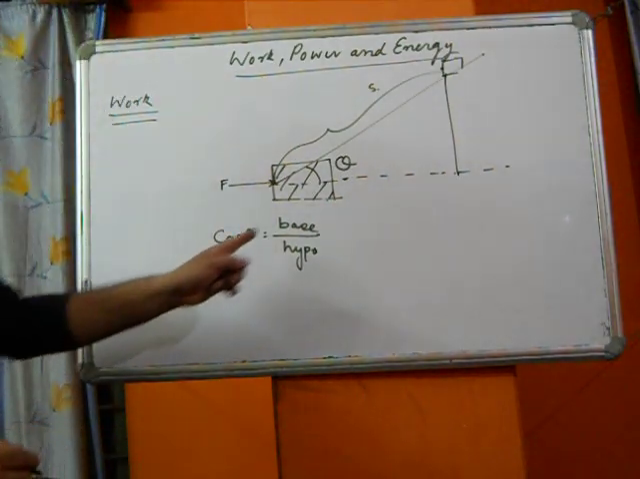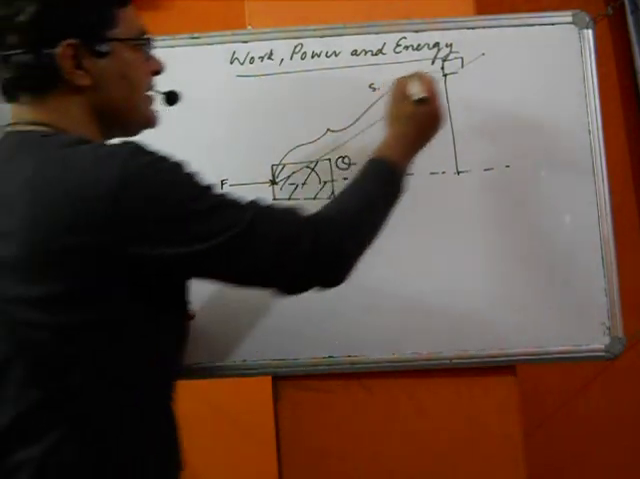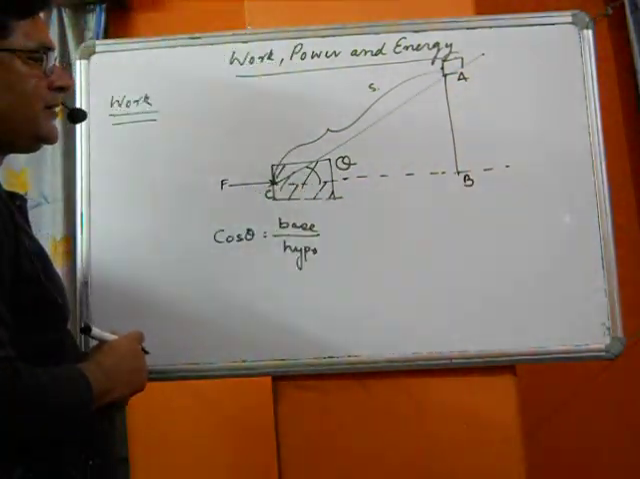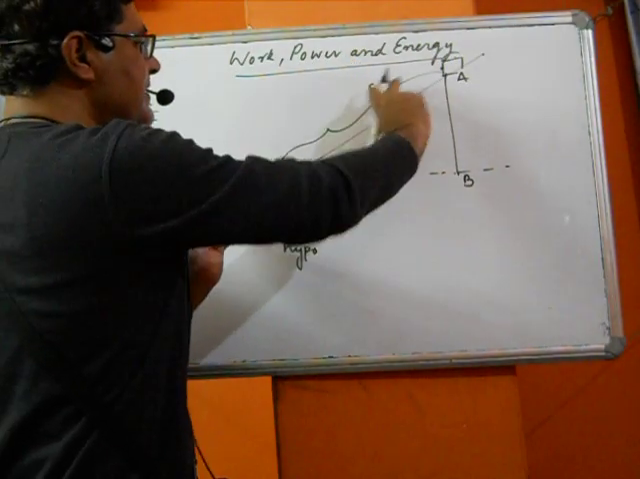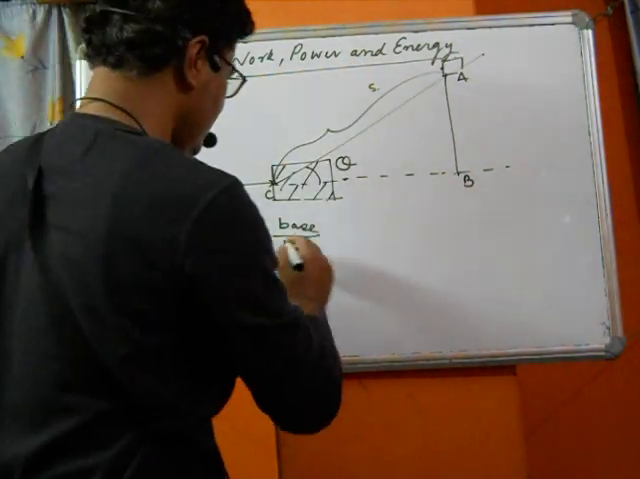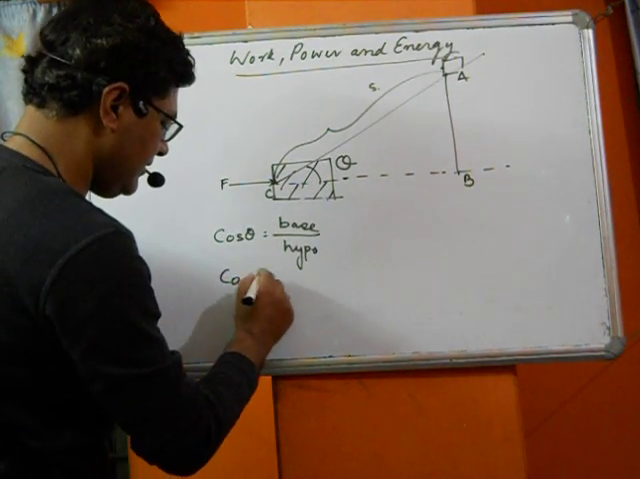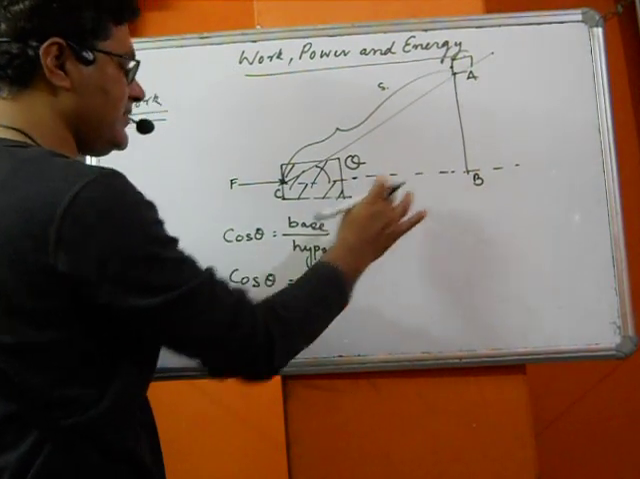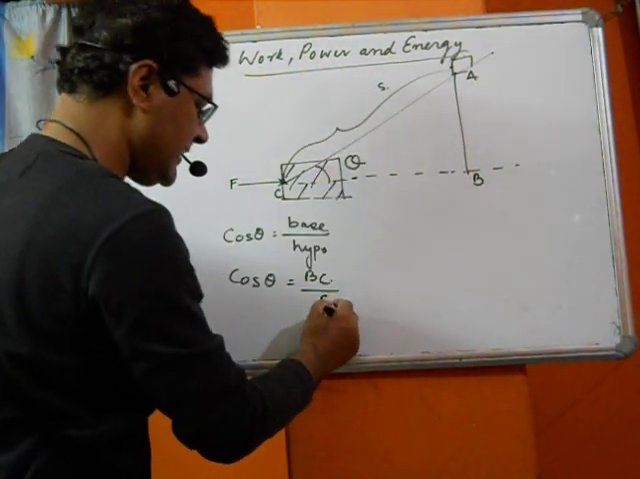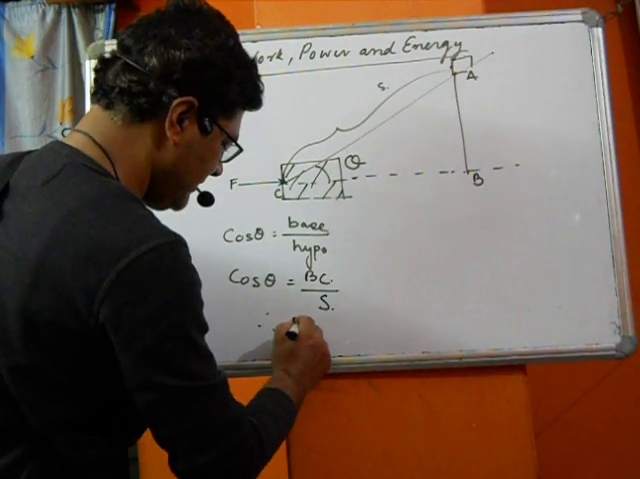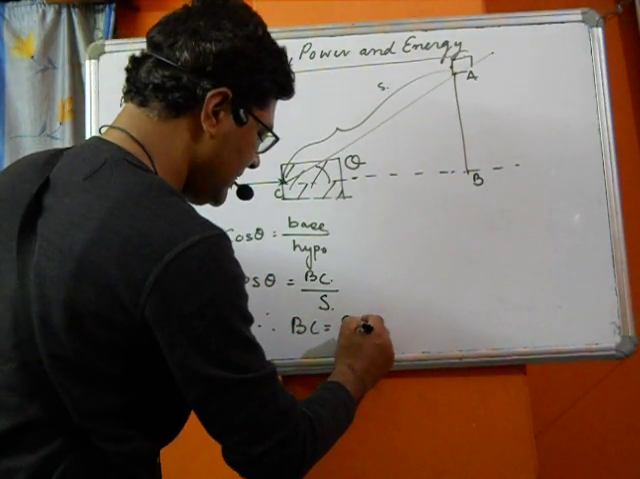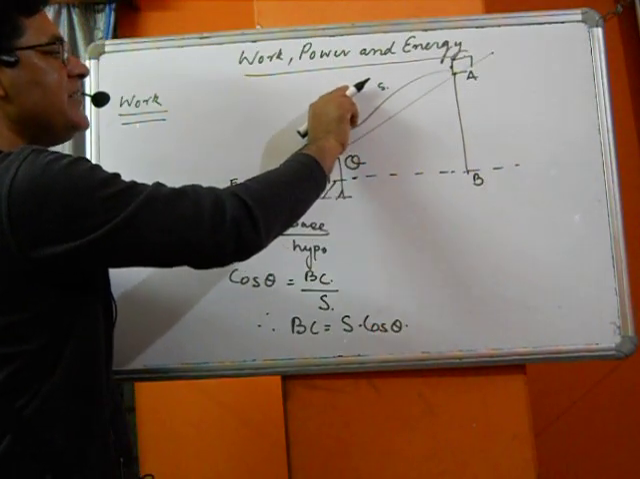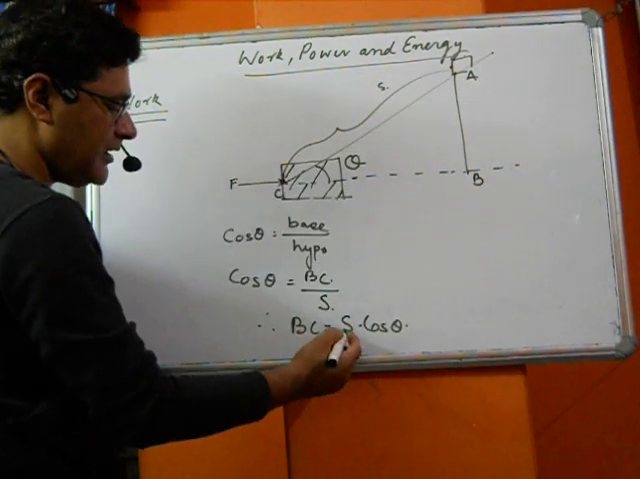Remember, cos theta equals base by hypotenuse. Now let us consider this triangle A, B, C. I need to bring this displacement towards the direction of force. So what can I write? Cos theta equals base by hypotenuse. The base is BC, and I need to find its value. The hypotenuse is S. So therefore, BC will be S into cos theta.